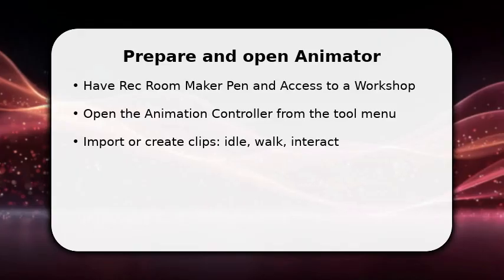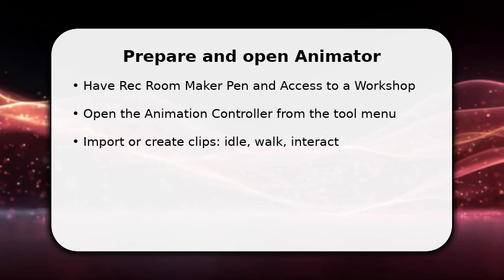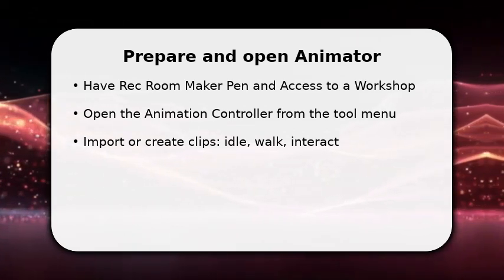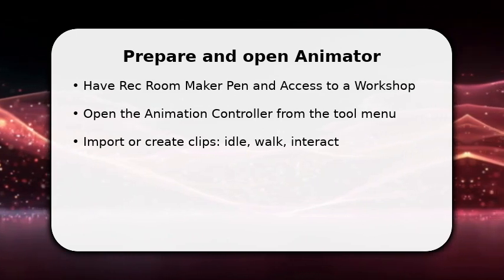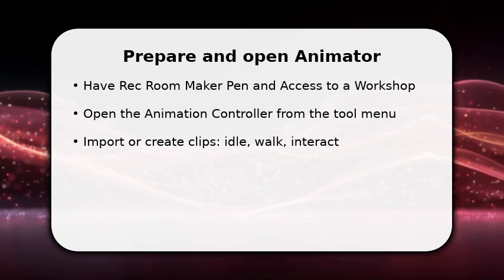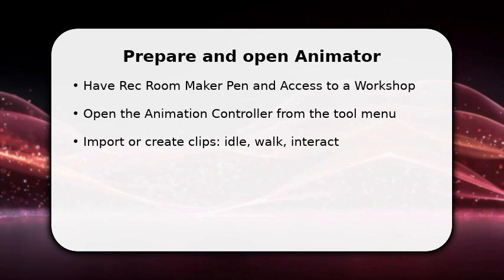Enjoy the video. You start by opening the animation controller in Rec Room and confirming your Maker Pen is active. Once done, import or create at least 3 clips: idle, walk, and interact, because you need clear states first. Then add the controller to the object or avatar you want to animate so the system recognizes the target.